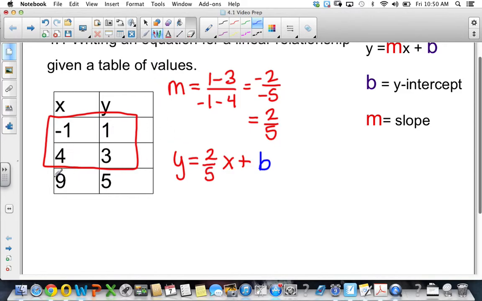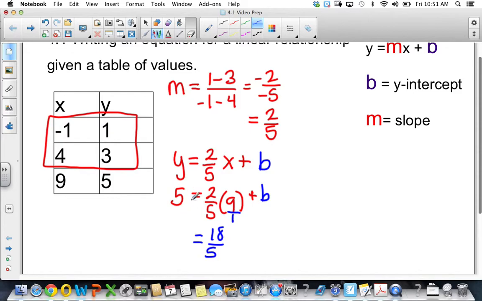So I think I'll just use 9, 5. So 9 will be x. So I have 2/5 times 9, and y will be 5, and I have plus b. So I'm going to solve for b. Well, to multiply 2/5 and 9, I have to put 9 over 1, and I get 18/5.